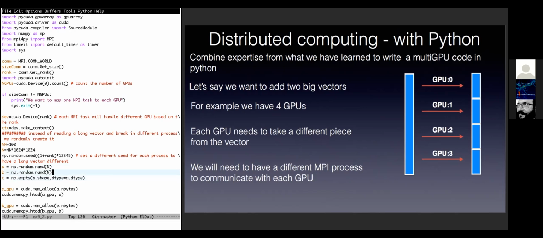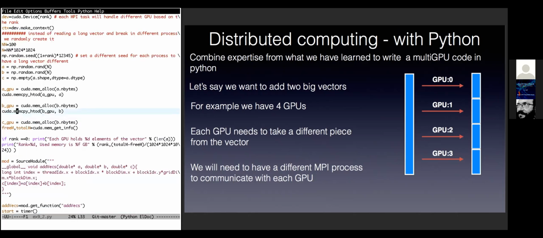output. By the way, this n that we have here is for each process. So the total vector will have a size 4 times n, because we have 4 processes, for example. And now we do what we have learned before. I mean, this is the lower level approach.